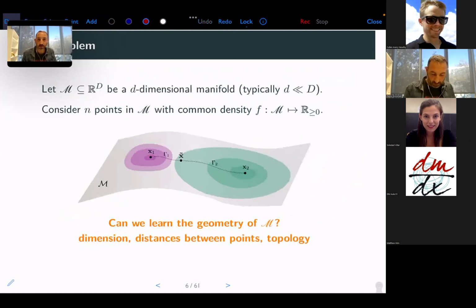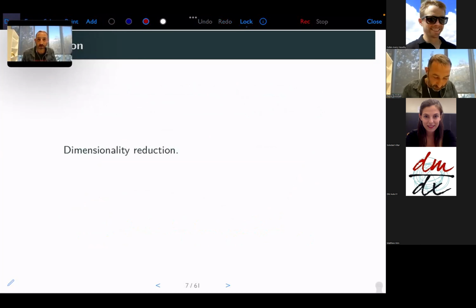And so, as I said, this is important in applications if you want to estimate dimension, distances, and the topology, is going to be important to understand the whole geometry and topology of the manifold. So what are the motivations? So one possible application is to do dimensionality reduction.